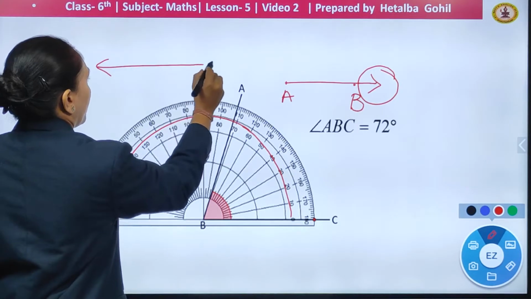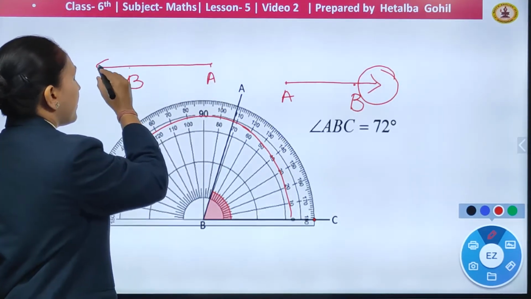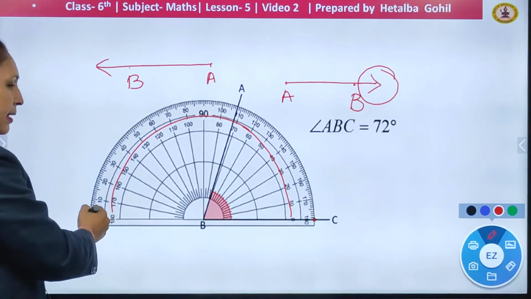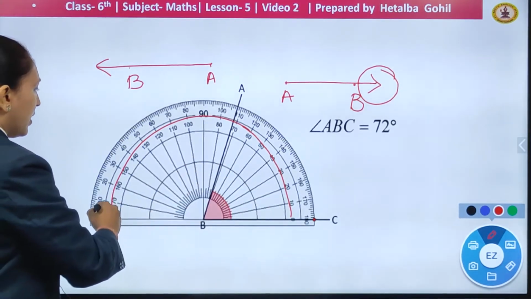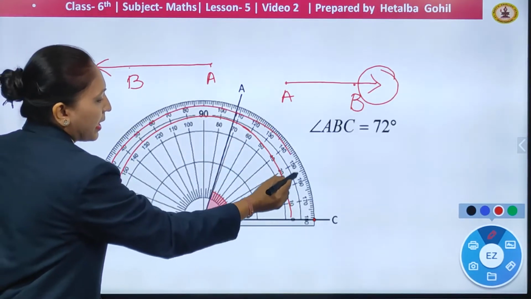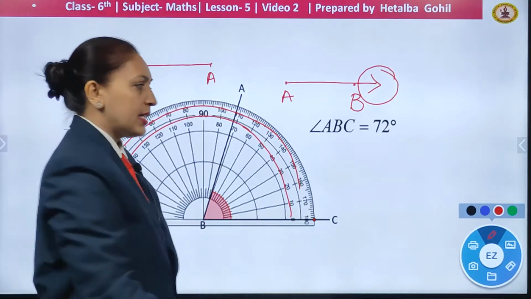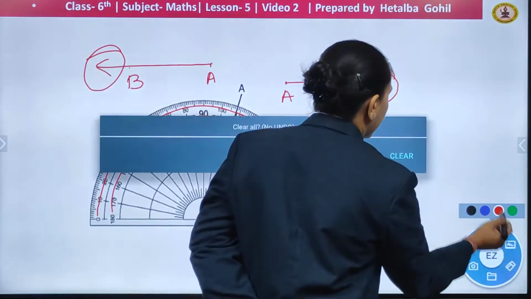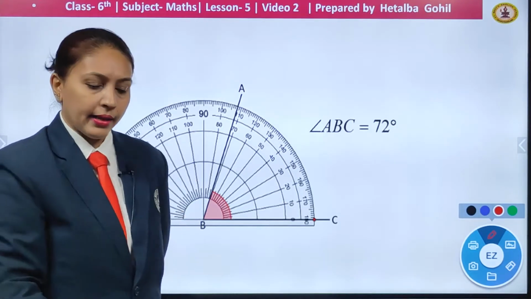But if my arrow is on this other side, I will start reading from the 0 of the other side, that is from the left side. This is the right side and this is the left side. So I will count 0 from this side. Please follow this: whichever side your arrow faces, from that side's 0 you have to read to measure a particular angle.